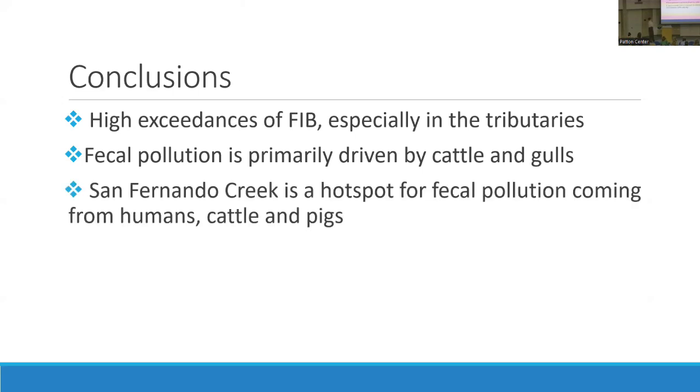The second is that San Fernando is the hotspot. Even though Petronilla tests higher, we should probably be testing it with the Enterolert test and not the Colilert test because of that salinity gradient. San Fernando is where we need to target because it's the hotspot for human, cattle, and pig fecal pollution.